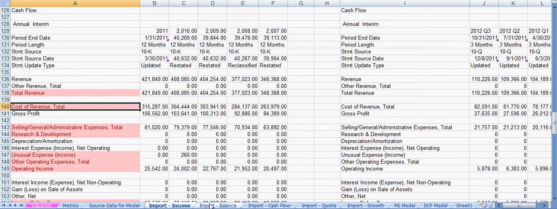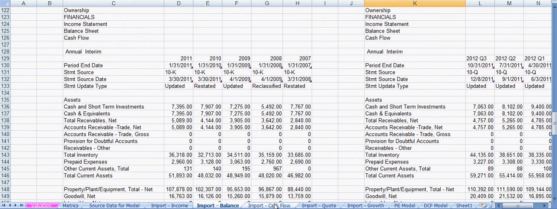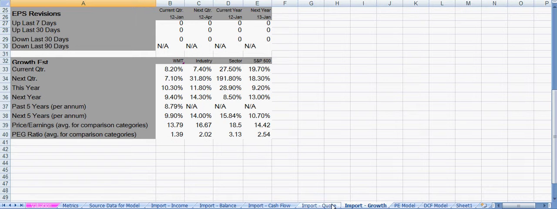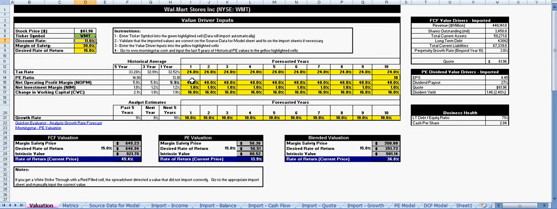We have all the income statements for the last 5 years, both the annual as well as the quarterly information, balance sheet, cash flow. And we also have quote information about the company, and analyst growth forecasts. Once you've got all that information imported, all you need to do is vary the value drivers. To make things simple for you, using historical financial data, I've calculated the 5-year, 3-year, and 1-year historical averages.